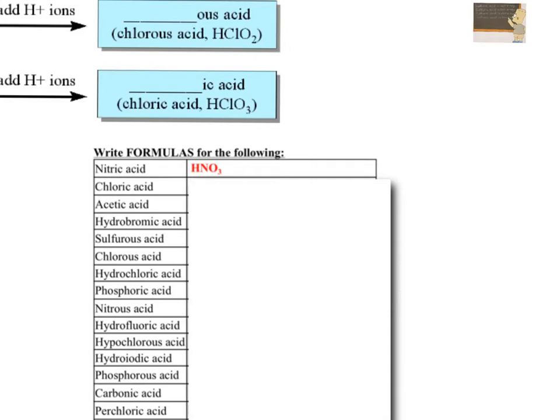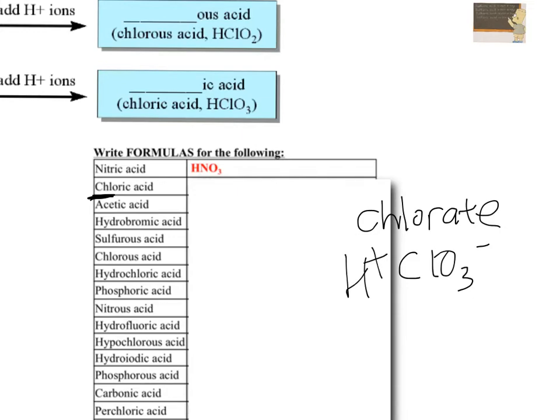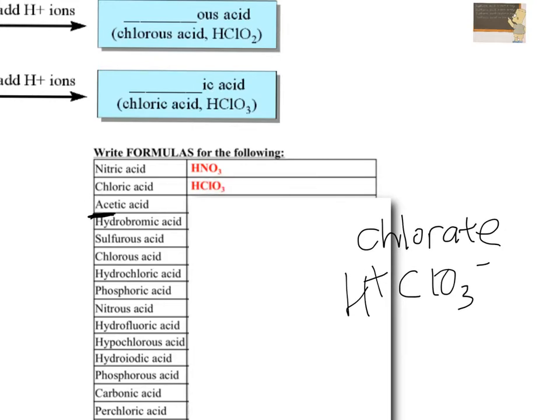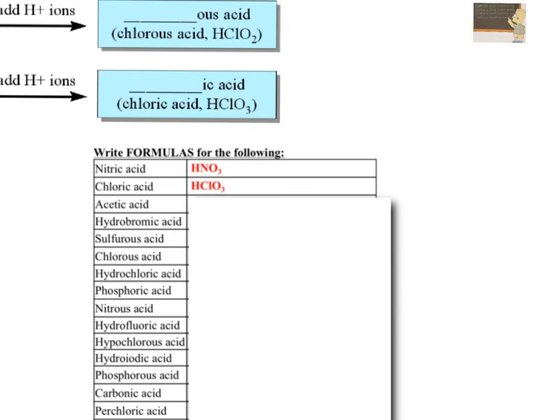Chloric acid. Ooh, again, it's an ic acid, which means that our anion has to be an ate anion. Chlor is my stem word here, so that means it's got to be chlorate. And if I look that up on my polyatomic ions or have it memorized, that is chlorate. It has a -1 charge, which means that I'm only going to need 1 hydrogen to balance out that charge, and that's my formula.